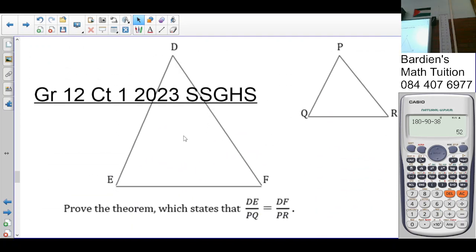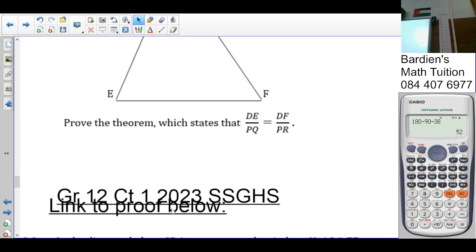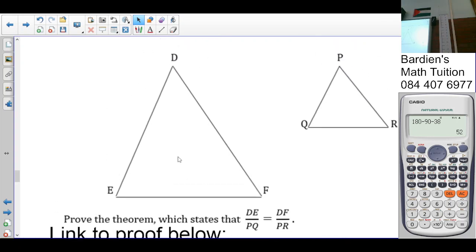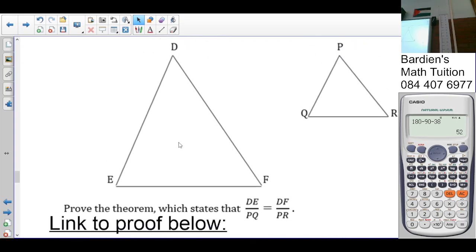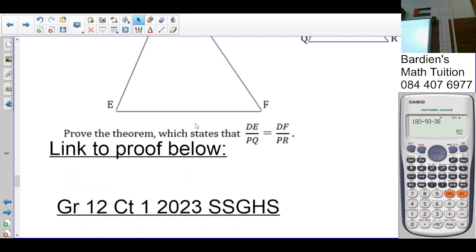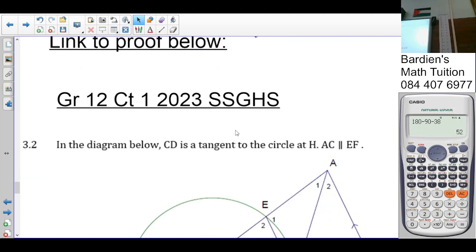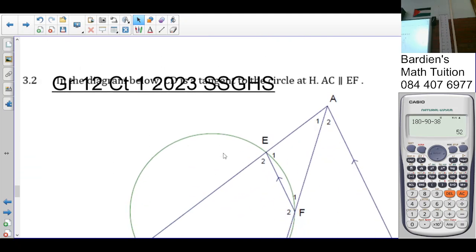In question 3.1, now we're going to geometry. I told you this diagram is coming, this proof is coming. They said 40% of you got it right. Sad. Okay? After I told you explicitly it's coming. But the link to the proof will be found in the description box below.